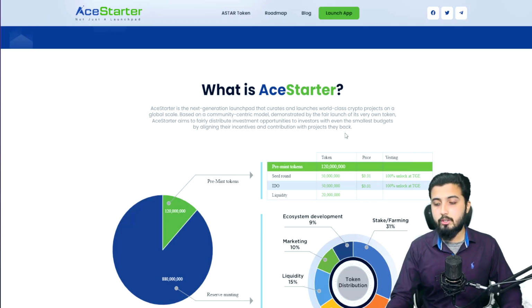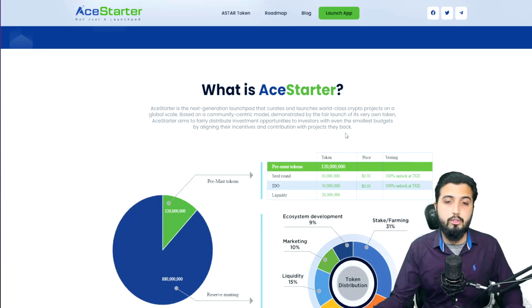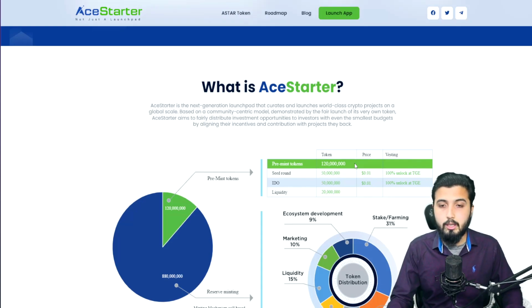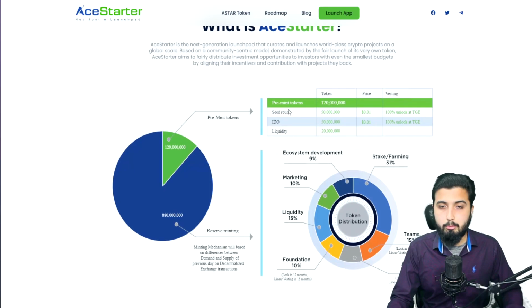So in this, they're not going to give more importance to the big investors. They want to make everything safe, and they give importance to the small investors too, and that's why we have seen this entire model. If we talk about the pre-mint tokens, there's 120 million. Seed round, there's 50 million. IDO, 50 million. Liquidity, 20 million. And this is the price.